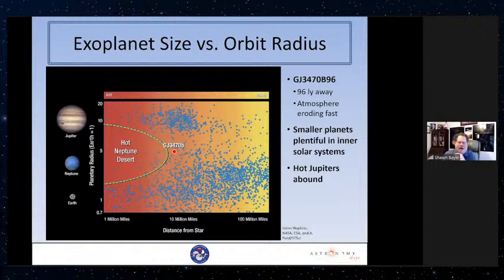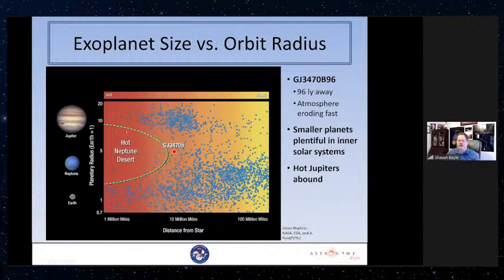So, exoplanet size versus the orbit radius. What we look for here, we have these three kind of groupings, if you will. We have Earth-sized planets, we have Neptune-sized planets, and we have Jupiter-sized and above. If you get really, really close to the star, you're really, really hot. And if you get really far away from the star, you're going to get increasingly cool. Now, if you look at this graph, 100 million miles is about the distance from the Earth to our sun. So we're talking about a huge population of planets that are orbiting pretty close to their stars.